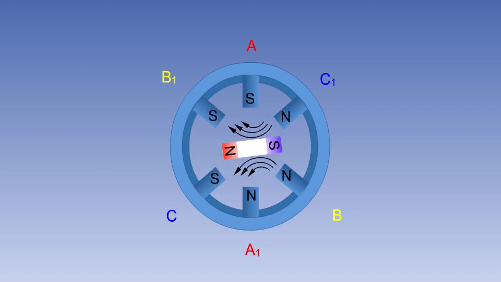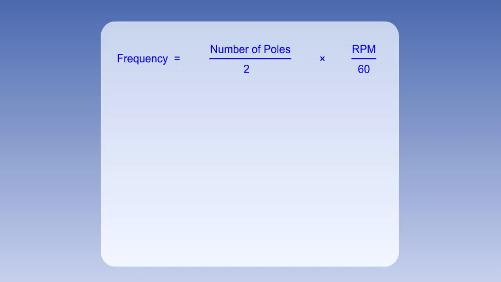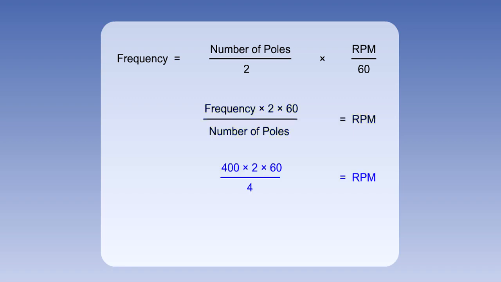The speed of rotation of a synchronous motor depends upon the frequency of the supply and the number of poles. Since in most cases the supply frequency is constant, then so is the motor speed. We can transpose the formula we use to calculate a generator's frequency to work out the speed of the motor in revolutions per minute, or RPM. If a synchronous motor with 4 poles is supplied with a constant frequency 400 Hz supply, it will rotate at a constant 12,000 RPM.